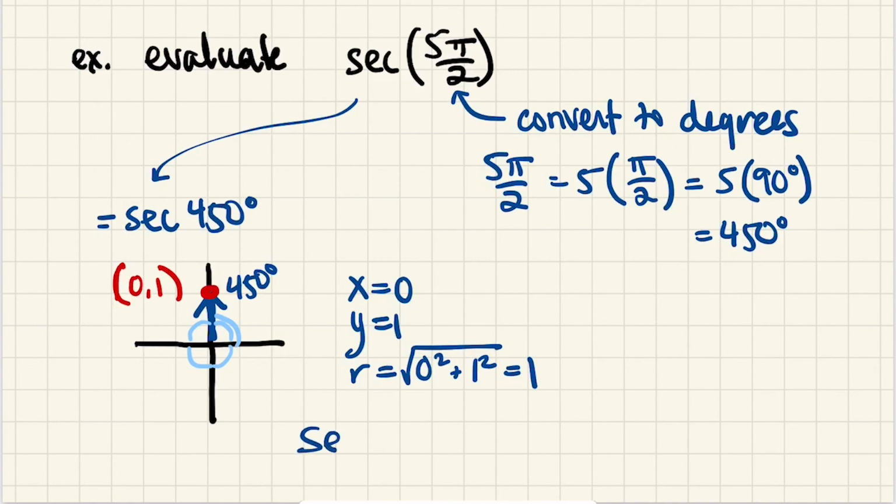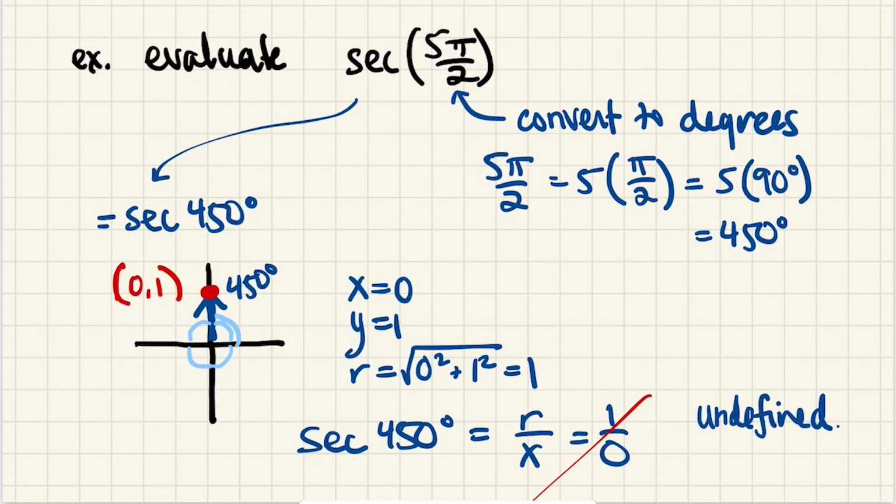So secant of 450 is r over x by definition, so that would be 1 over 0. Uh-oh. Undefined. So after all that, secant of 450 degrees is undefined, and therefore secant of 5 pi over 2 radians is undefined. All right, so that's that.